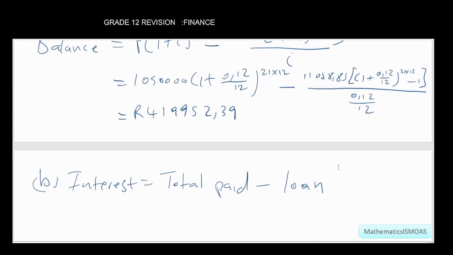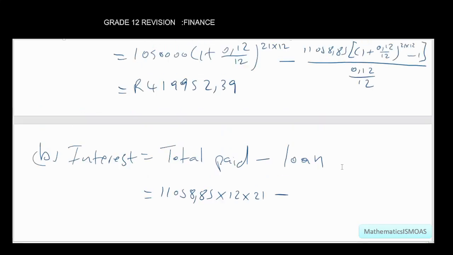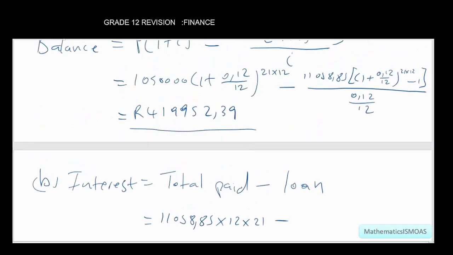All right. Then what is the total amount paid? How much is Thabo paying each and every month? It's 11,058.85. And then he'll be paying this each and every month. We multiply by 12. But for how many years? For 21 years. Multiply by 21. And then we subtract the loan. Remember the loan is 1,050,000. But that is the loan for 25 years. But here we want the interest for the first 21 years. Therefore, we need to subtract our balance from the loan.